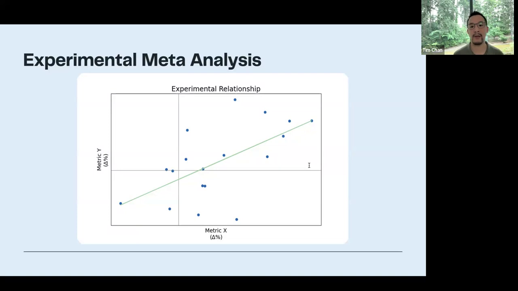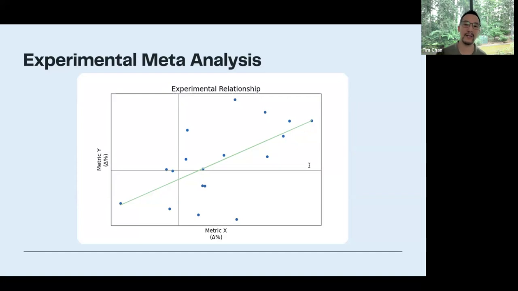For example, what if you want to show the relationship between metrics? We could have a data set of, say, 20 experiments that all measure metric X versus metric Y, and plot them as a scatter plot and draw a line of best fit. Is it possible that this can help us understand a causal relationship between these two metrics? Is it possible we can use one metric as a proxy for another metric in experimentation? Because maybe one metric is easier and quicker to read out.